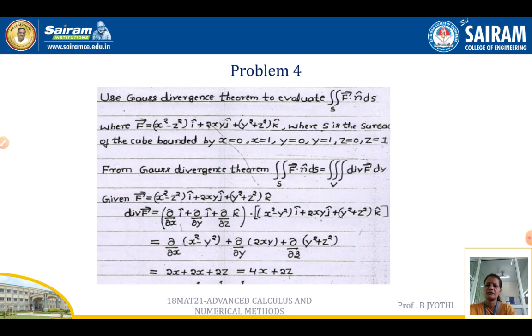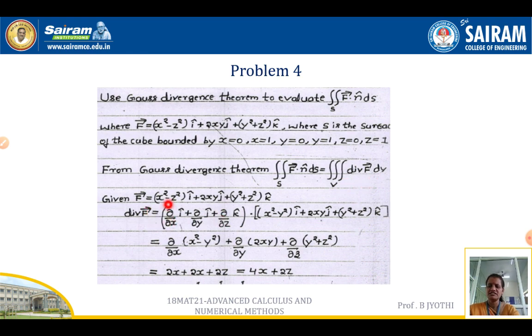Next problem. Use Gauss divergence theorem to evaluate the integral of f dot n cap ds, where f is (x square minus z square) i plus 2xy j plus (y square plus z square) k, where S is the surface of the cube bounded by x equals 0, x equals 1, y equals 0, y equals 1, z equals 0 and z equals 1. From the Gauss divergence theorem, the double integral along S of f dot n cap ds is given by the triple integral along V of div f dv.